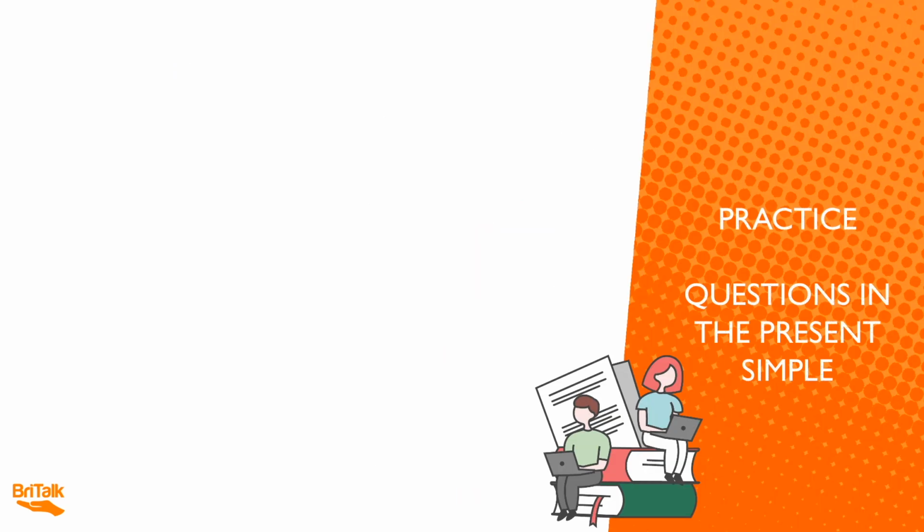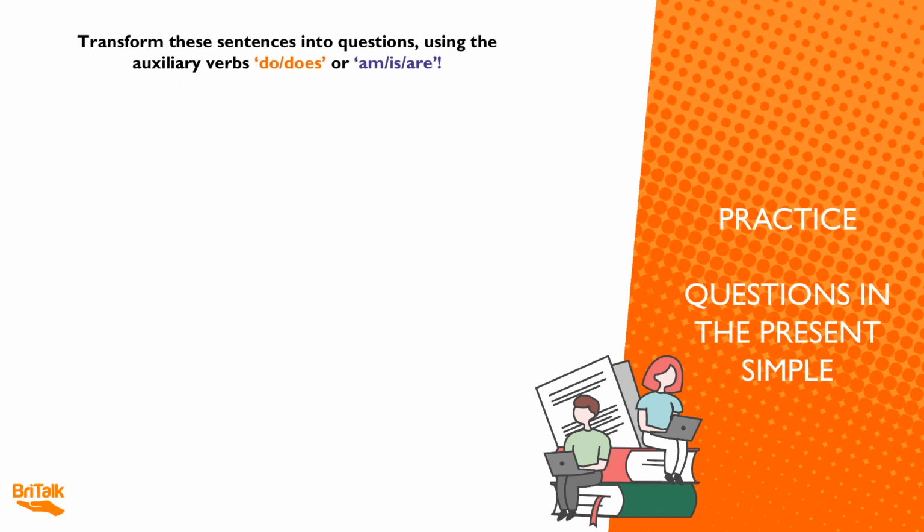So it's your turn to practice questions in the present simple. Can you transform these sentences into questions using the auxiliary verbs do, does, or am, is, or are? Vediamo se puoi rispondere prima di me. Okay, number 1. She goes swimming where? Where does she go swimming?